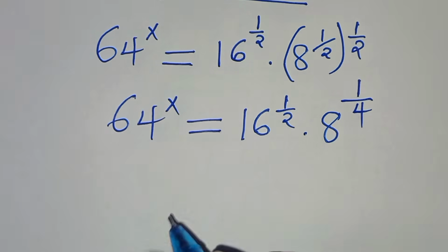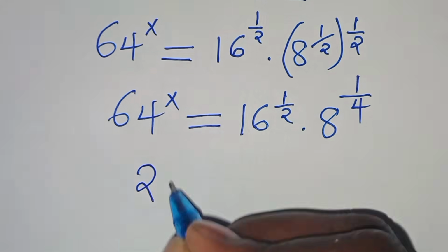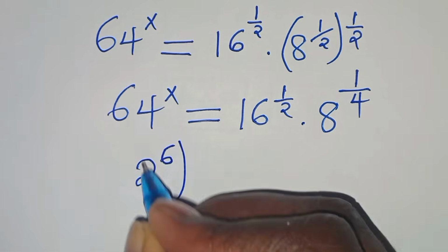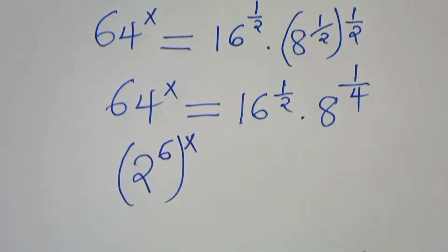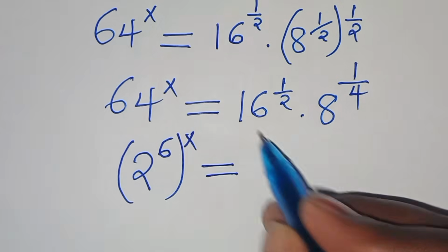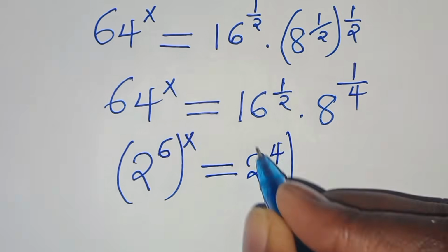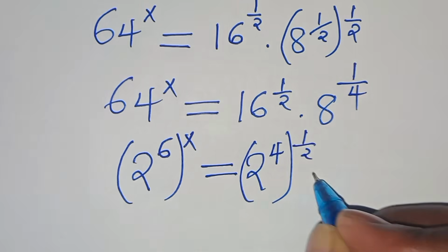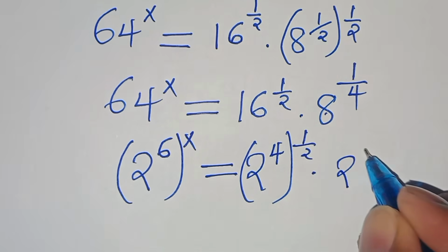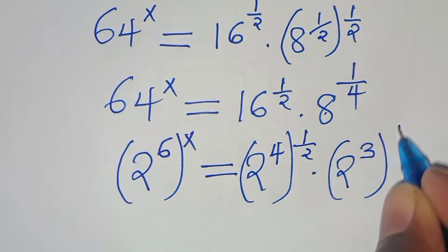Now we can express 64 as 2 to the power of 6, then raised to the power of x. This is equal to 16 to the power of a half, which is 2 raised to the power of 4, then raised to the power of a half, times 8, which is 2 to the power of 3, raised to the power of 1/4.